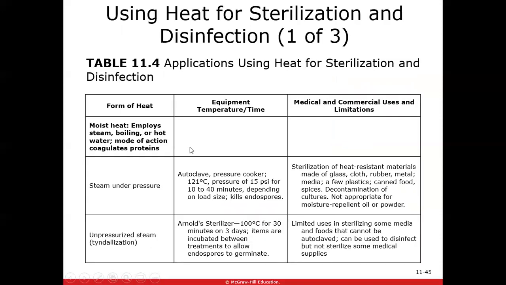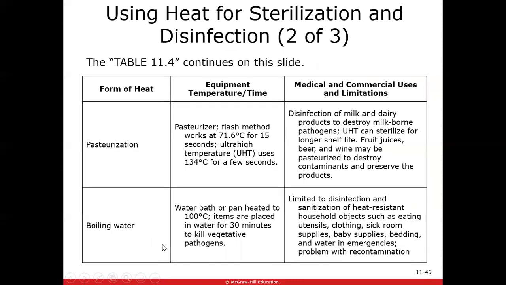So using heat for sterilization and disinfection, you can use steam under pressure, unpressurized steam. You have pasteurization, and so disinfection of milk and dairy products destroys milk-borne pathogens, and also ultra-high temperatures can sterilize for longer shelf life. And fruit juices, beer, wine may be pasteurized, destroy contaminants, and preserve the products.